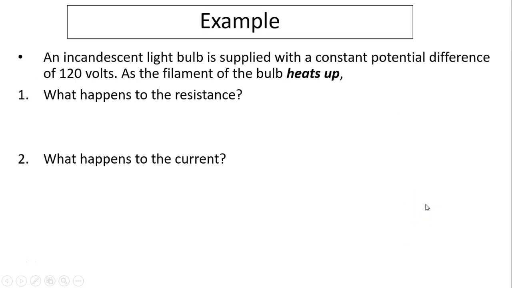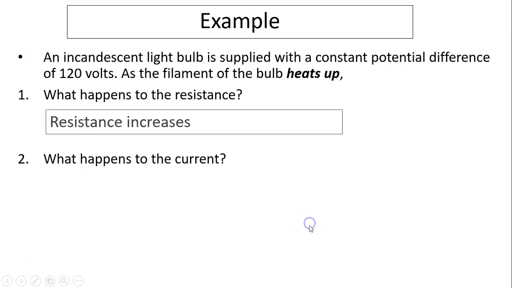Another example, an incandescent light bulb is supplied with a constant potential difference of 120 volts. As the filament of the bulb heats up, what happens to resistance? If it heats up, the temperature increases. Therefore, resistivity increases. Therefore, resistance has to increase. Now, what happens to current? Remember, resistance is to resist a current. So if resistance increases, current has to decrease.